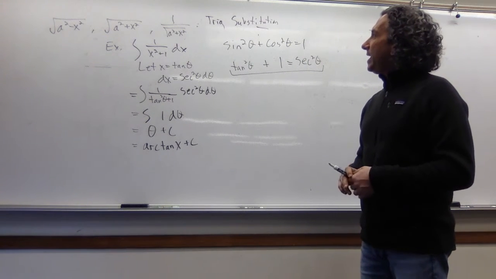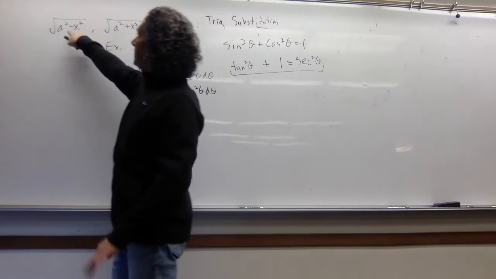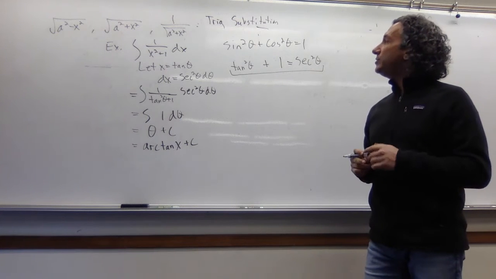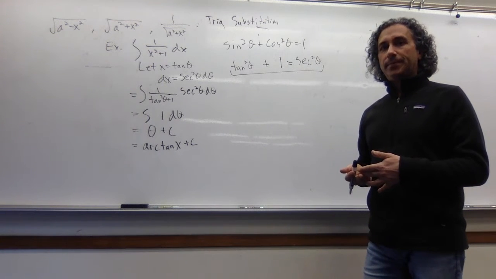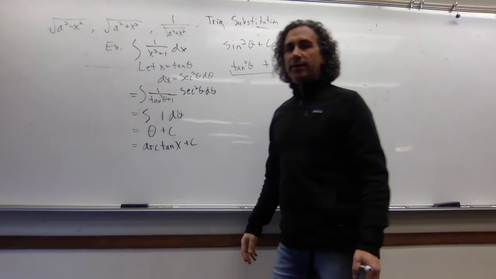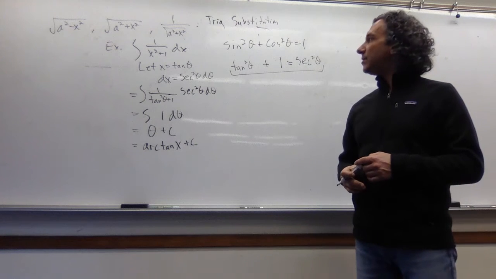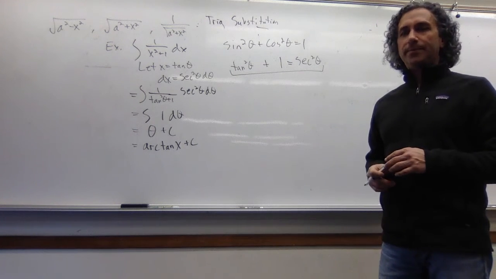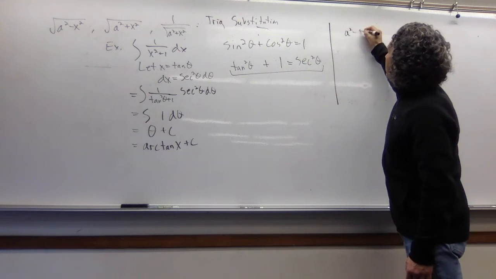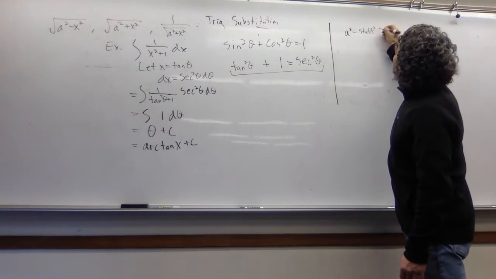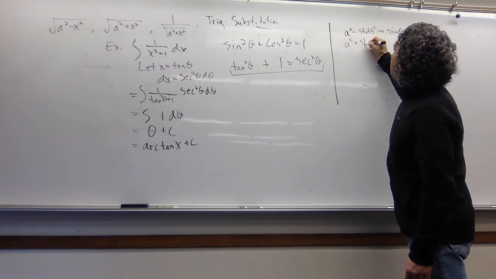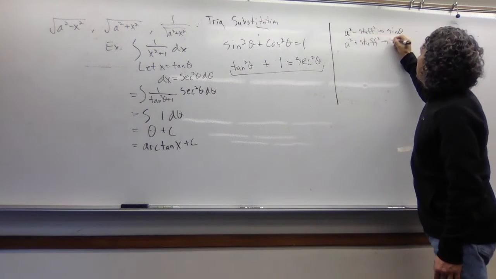So moral of the story is if you ever have some number squared minus x squared or stuff squared, you're going to use x equals sine theta. If you have number squared plus x squared or stuff squared, as we'll see in a second, you're going to use x equals tan theta. So in summary, let me write that down. A squared minus stuff squared, that tells us sine theta. A squared plus stuff squared, that tells us tangent theta.